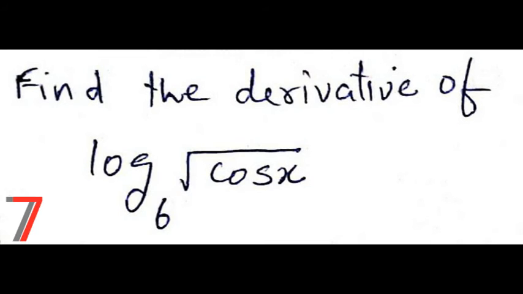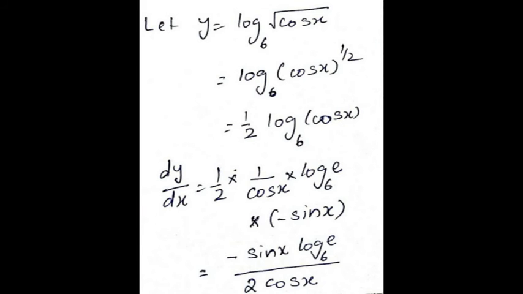Find the derivative of log root cos x to the base 6. Log root cos x to the base 6 can be written as half log cos x to the base 6. Taking the derivative, we have derivative of log cos x to the base 6 is 1 upon cos x into log e to the base 6, and derivative of cos x is minus sin x. Therefore, we get minus sin x log e to the base 6 divided by 2 cos x.